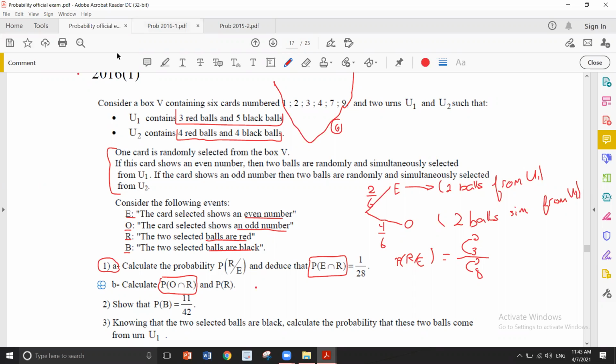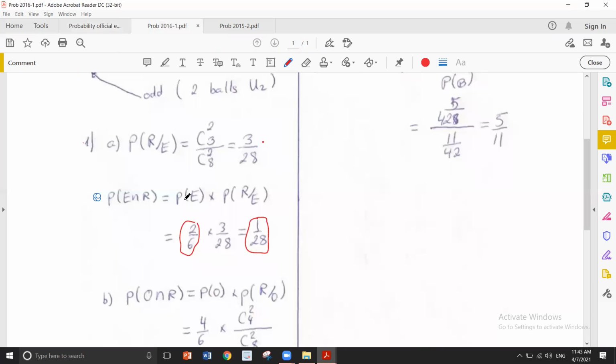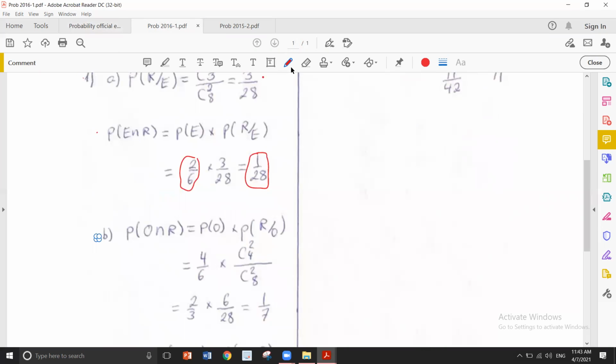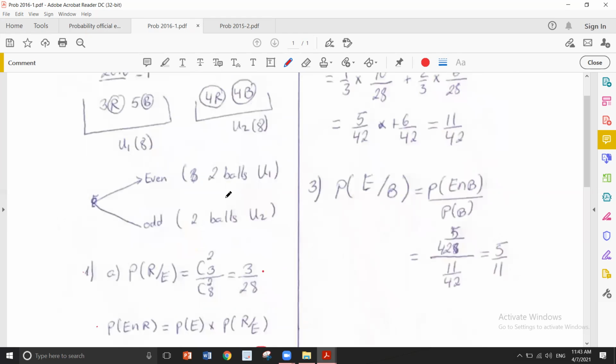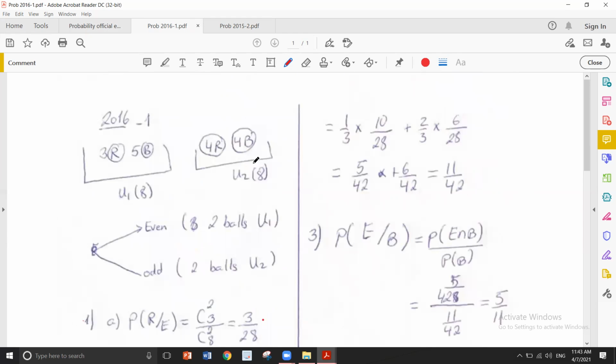First I write the rule. The probability of O intersection R equals the probability of odd times the probability of R given odd. The probability of odd is 4 over 6, times, knowing that it is odd, we have to take from U2, to be red from U2.